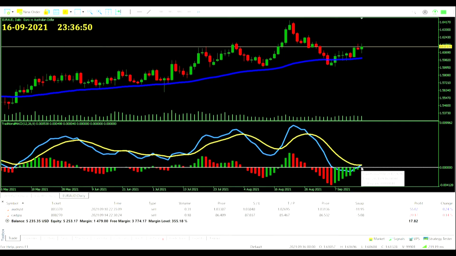You can barely see it there, but it is slightly over 0.000040. So if we weren't in a trade already with the Australian dollar, we would be getting in a buy trade here. As it is, we'll just have to see how it goes.